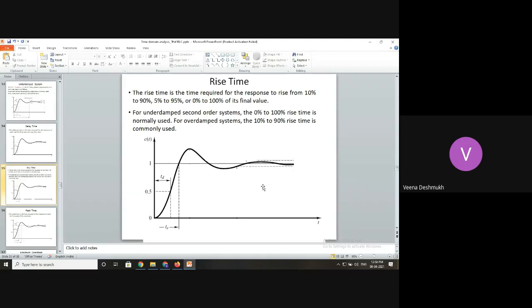So here are the different terminologies: 10 to 90%, 5% to 95% or 0 to 100% of its final value. You can see here the rise time is the time required for the response to rise from 10 to 90% or 5 to 95% or 0 to 100% of its final value. So here the definitions are changing. But whenever you are analyzing the equation, see which type of system you are analyzing, then stick to these definitions.